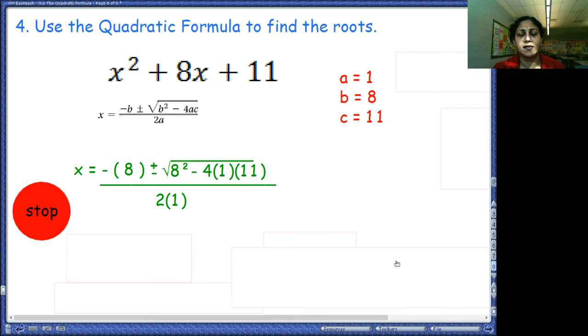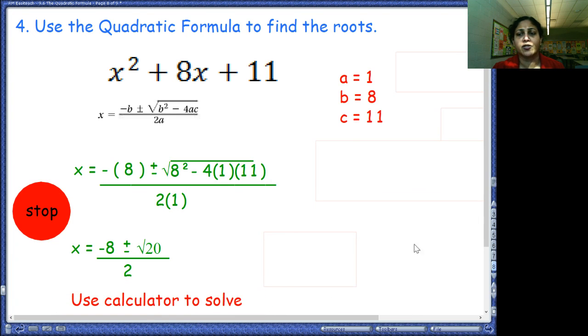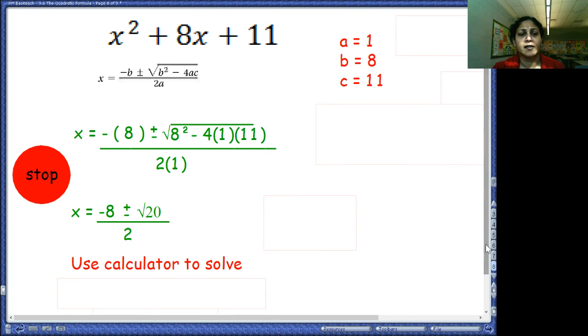In this case, when you do the math, it's negative 8, and inside the parentheses it's 64 minus 44, which is 20, divided by 2. And then you will use a calculator to solve the math. And remember, you must divide at the very end. So negative 8 plus radical 20 and negative 8 minus radical 20, divide by 2. These are your two roots.